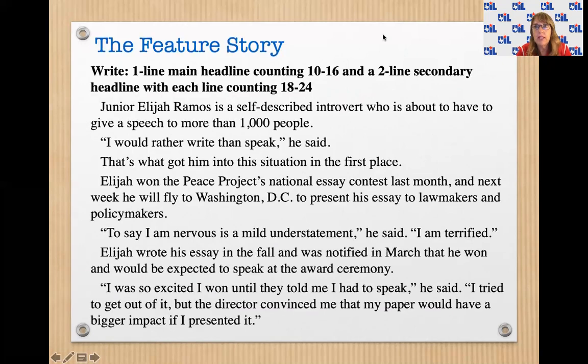Let's look at another story. This is the feature story. This is another type of story that you'll see. It's a one-line main headline counting 10 to 16. That's pretty short, but you don't have to have all of the subject, verb, prepositional phrase, all of that. We want something catchy to bring the reader in. And then a two-line secondary headline with each line counting 18 to 24, same count that we had last time. So let's look at this one.